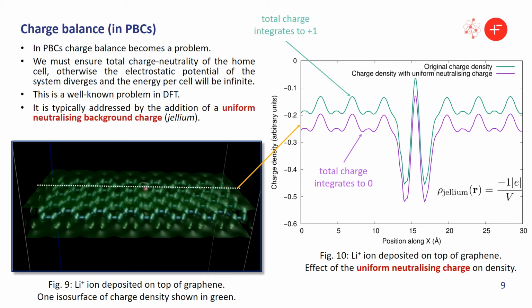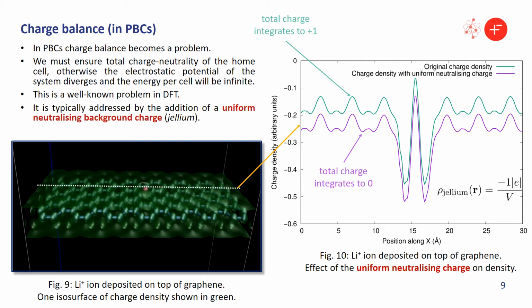It turns out that in periodic boundary conditions, the total charge of the system must be 0, or else the electrostatic potential of the system diverges to infinity, and the energy per cell is also infinite. This is a well-known problem in DFT. It is normally worked around by adding what is known as a uniform neutralizing background charge, or historically as jellium.